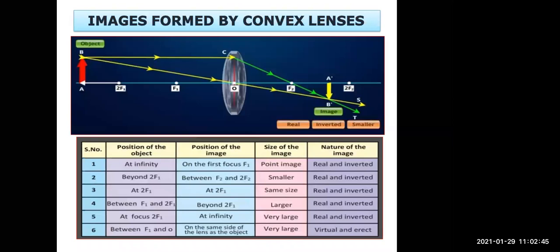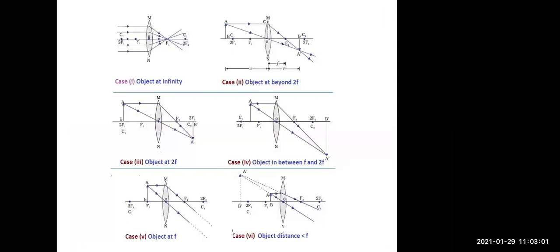Then comes the case where the object is at the focus, that is twice f1 position. The position of the image will be at infinity. Then the size of the image will be very large, and the nature of the image will be real and inverted. So we will study this case.